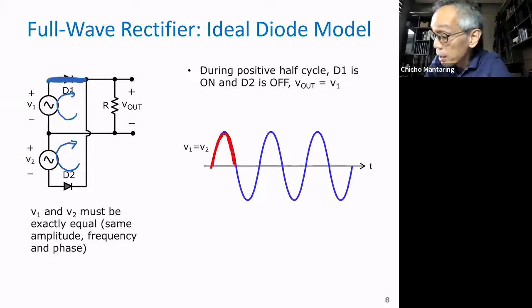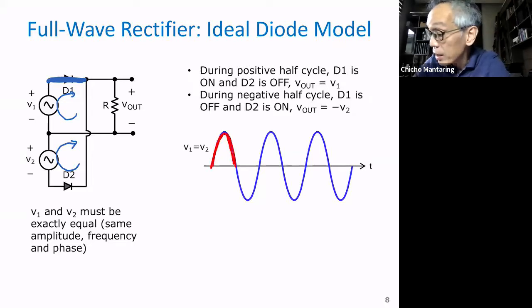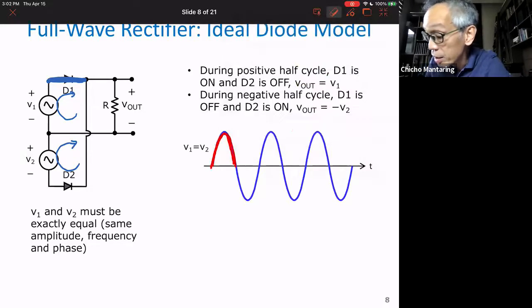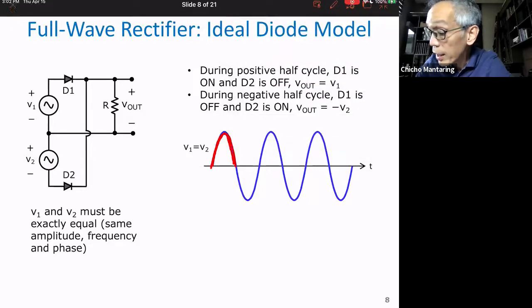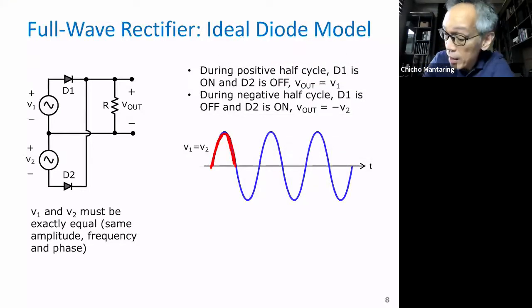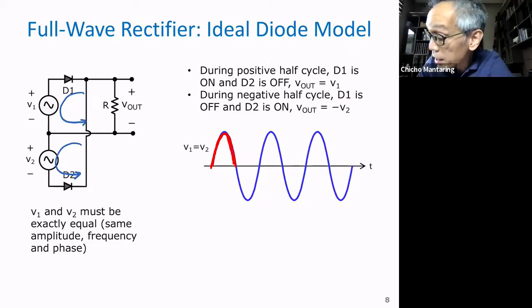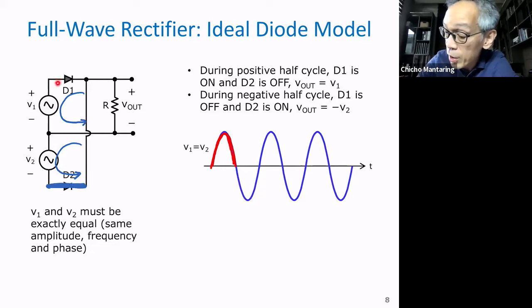Now, what happens during the negative half cycle? Okay, let me erase what I drew here. During the negative half cycle, ang direction ng current ngayon pag ganito, no? This way and this way. So napansin niyo ngayon, it is D1 that is off and D2 that is on, no? Kasi here it's tending to flow counterclockwise. So kung on yung D2, short circuit yan. This is an open circuit.